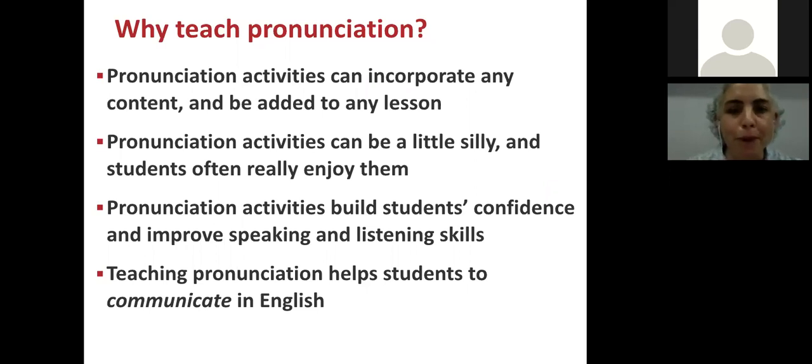Probably most importantly, pronunciation activities improve students' own speaking and listening skills. So practicing the skills with students makes students much more confident speakers. I think one of the most important reasons to add pronunciation to our classrooms is to build students' confidence, which of course will help our students become better speakers just through that confidence. And last, I think teaching pronunciation really helps students to communicate in English, and that's our goal as English teachers.